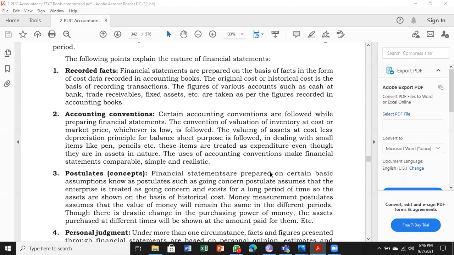Conventions are basically the rules followed by the accountants throughout the world while preparing the financial statements.